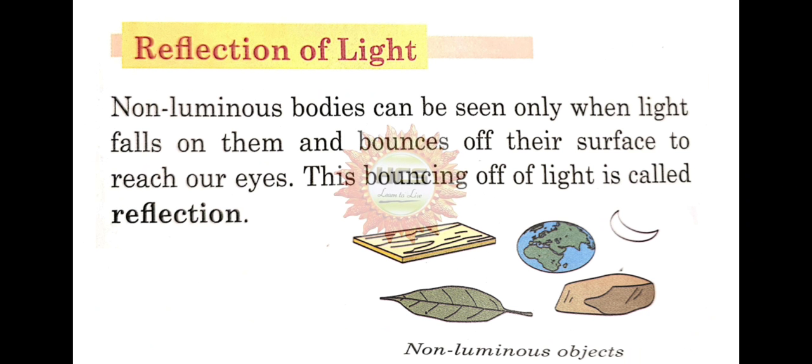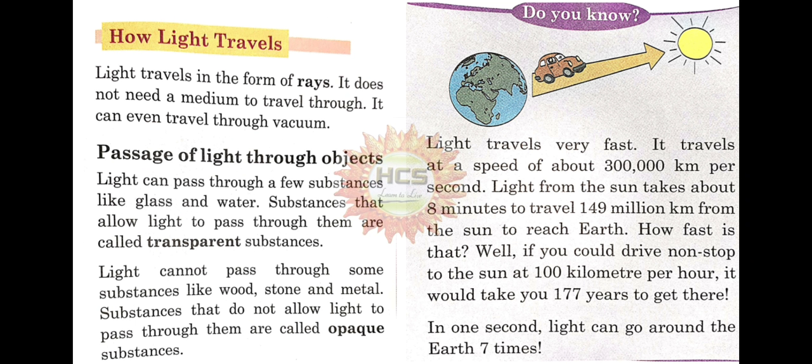When the light falls on these objects, the light bounces and travels through space to our eyes. This bouncing of light is known as reflection.